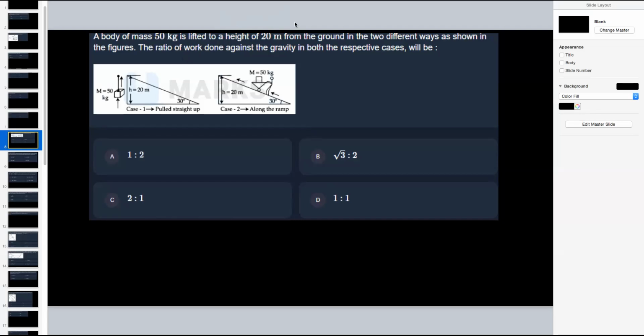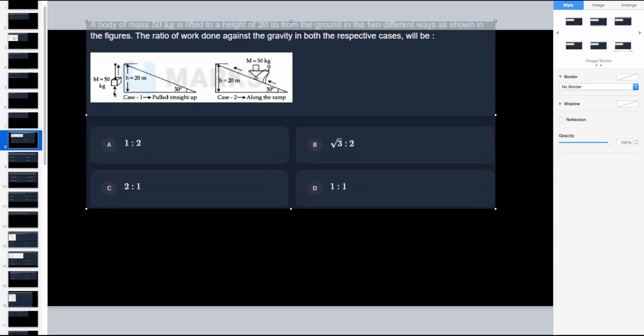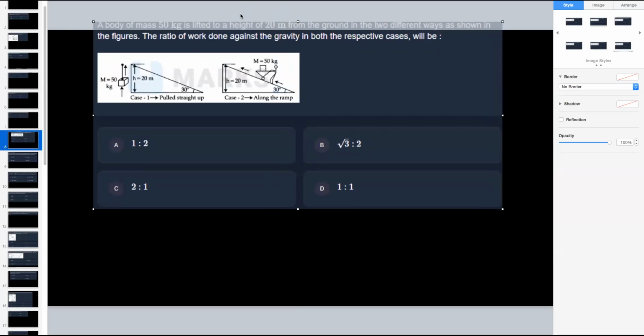Work done against gravity: is it a point function or a path function? It is a point function. See here, the body is lifted to, sorry, 20 meters. Here also it is lifted to 20 meters. In both the cases, we are asked to find the work done against gravity.